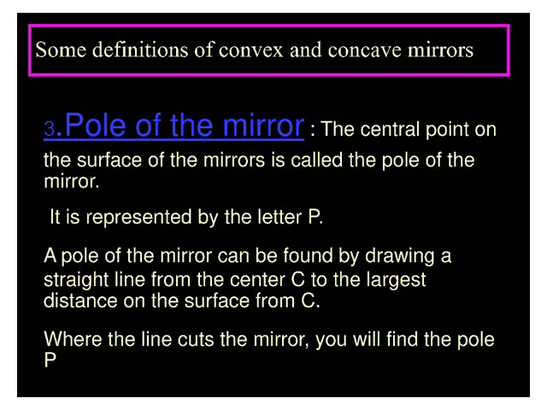So here, how can we find the point P? It is the largest line which connects the center of curvature C with the curved surface. Where it makes the largest distance, that point is called the pole of the mirror. Or, as I said, find the midpoint of the reflecting surface. Then that point is known as the pole of the mirror.